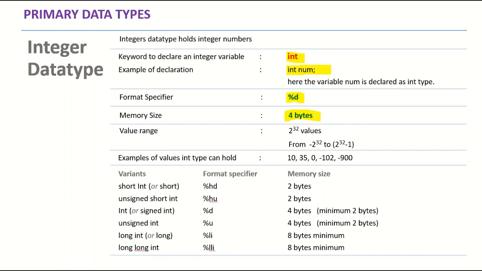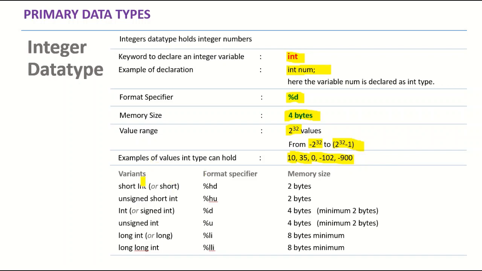The value range is from minus 2 raised to 32 to 2 raised to 32 minus 1, including the 0. That means it can take 2 raised to 32 values. That depends on the number of bytes it takes to store in a memory location, that is 4 bytes or 32 bits. Example values are here: 10, 35, 0, minus 102, minus 900.